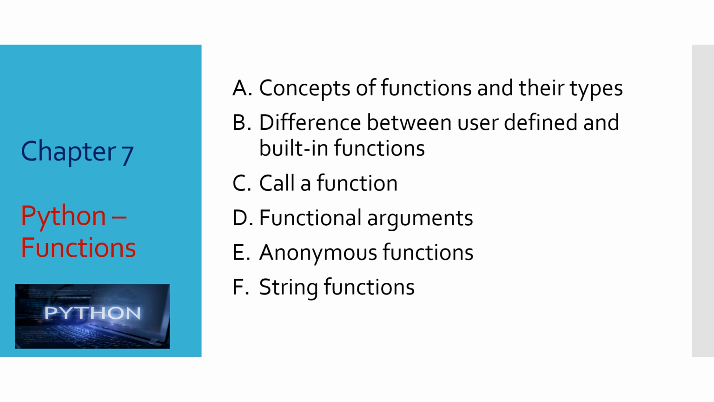But now, as we spoke in the early chapters, 1, 2, I believe, we spoke a lot about functions. So chapter 7 in your book is mainly focused on specific functions used in Python, how they are called, what kind of arguments are used, and the difference they have explained between user defined and built-in functions. And lastly, they've also given some examples of string functions as well.